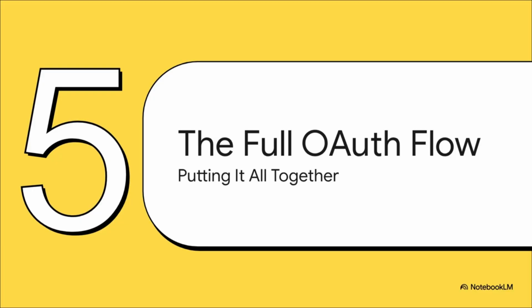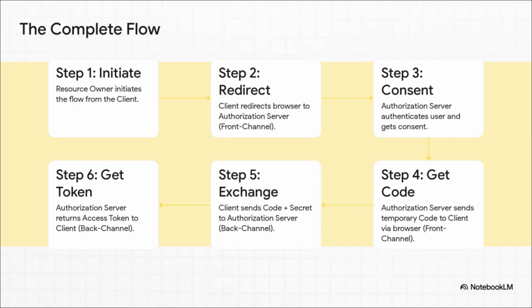Well, okay, deep breath. Let's put all of these pieces together now. We're going to walk through the entire flow one last time, from start to finish, now that we know all the secrets. All right, here we go. Step 1, you kick things off on Yelp. Step 2, Yelp redirects your browser over to Google's authorization server. This all happens on the front channel. Step 3, you log in, you give consent. Step 4, Google's server sends that temporary authorization code back to Yelp, again, through your browser on the front channel.